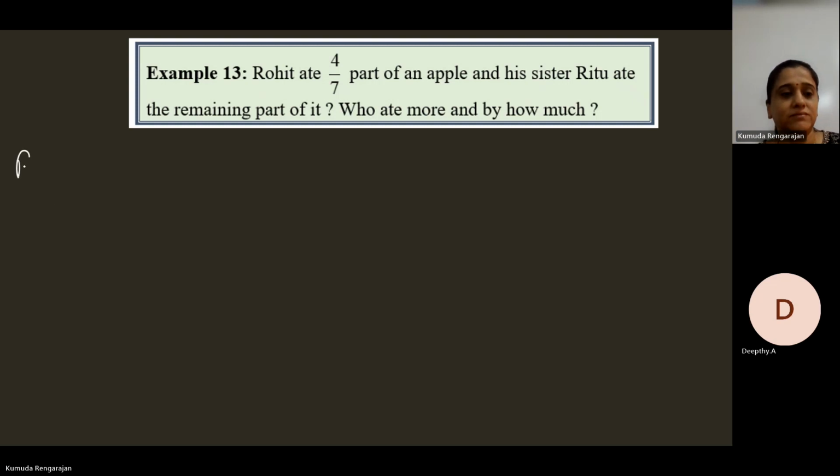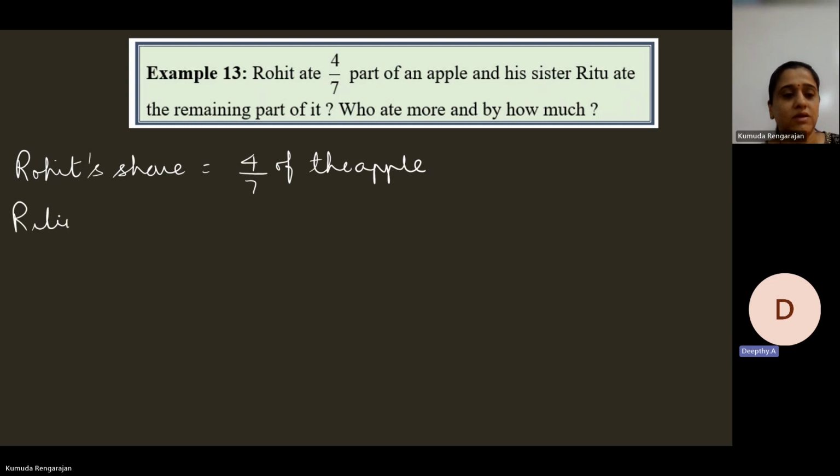Don't write. Mom, should we write this down? No, not now. One second. Not now. We'll just understand. I'll tell you when to write.